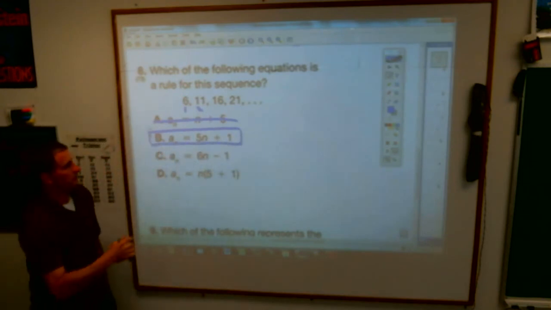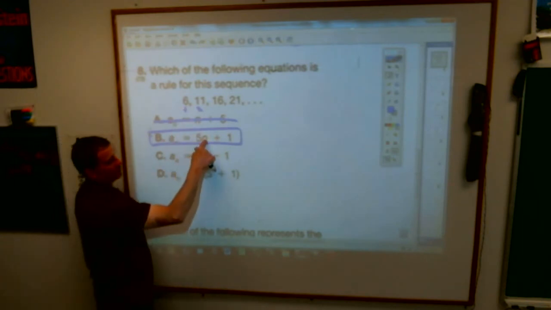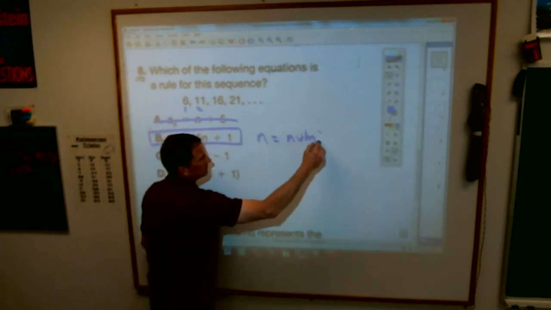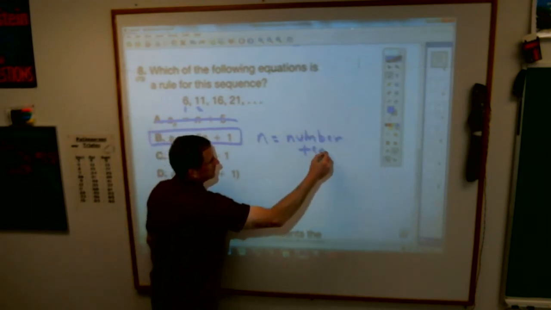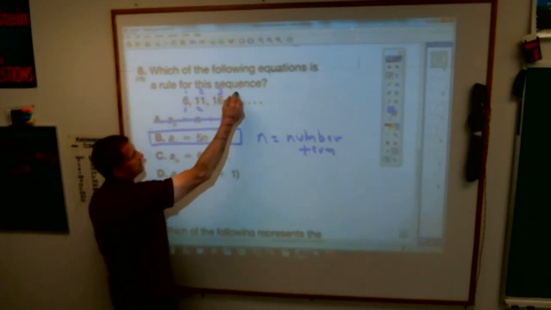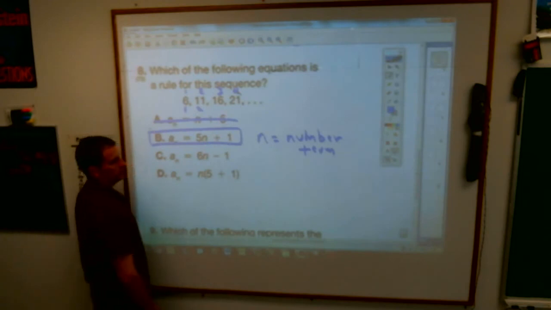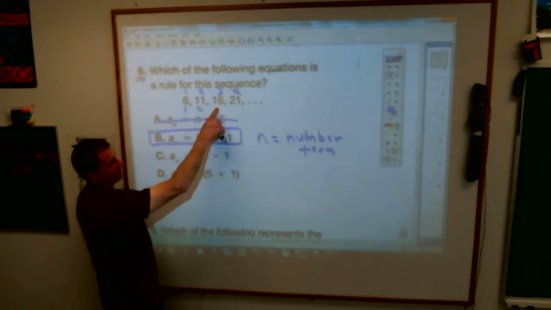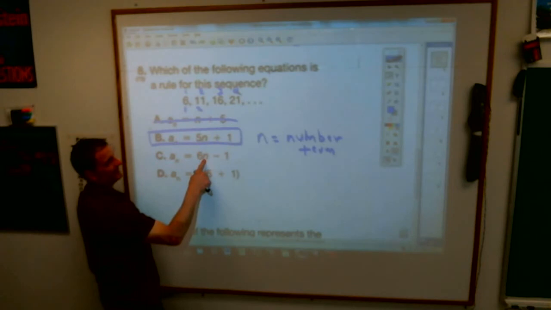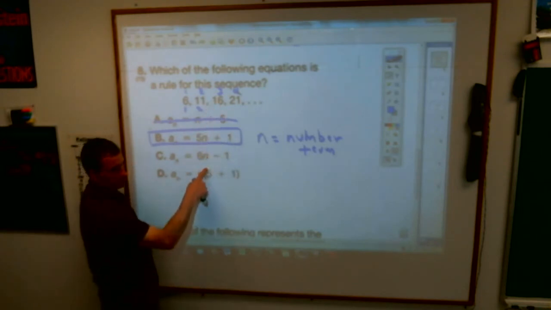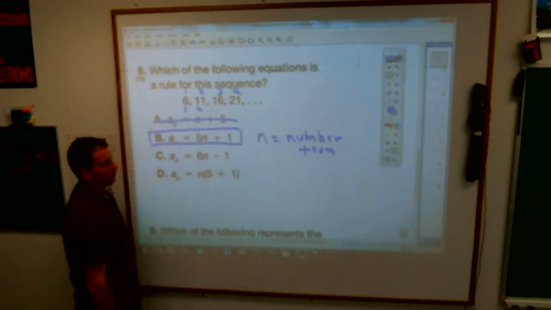It's trial and error. Just remember this, the letter N is what number? N is the number of the term. This is the first term, second term, third term, fourth term. Okay, why doesn't this one work? Well, if you put 2 in for that, oh look, 2 times 6 does give you 11. But 3 times 6 is 18. 18 minus 1 is 17. So you gotta make sure it works for all 4 terms before you take your guess.